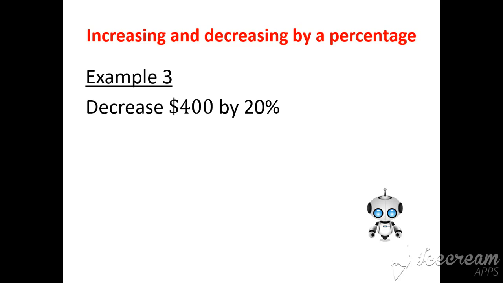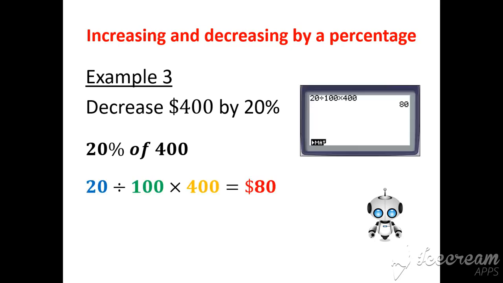Right, well, let's move on to decreasing. It's slightly different. Decrease $400 by 20%. Again, let's quickly go through the old way of doing this. Find 20% of 400 first. 20 divided by 100 multiplied by 400 gives me $80. And then take the $400 and subtract the 80 to decrease it down to $320.